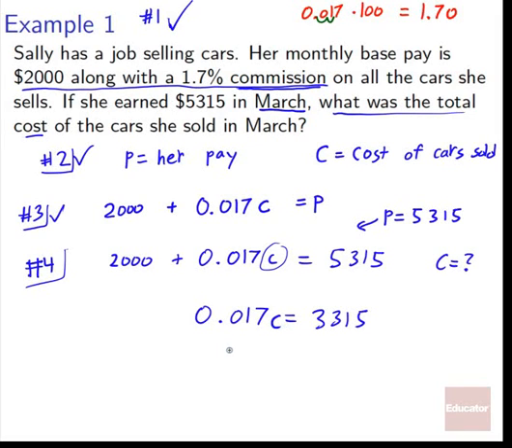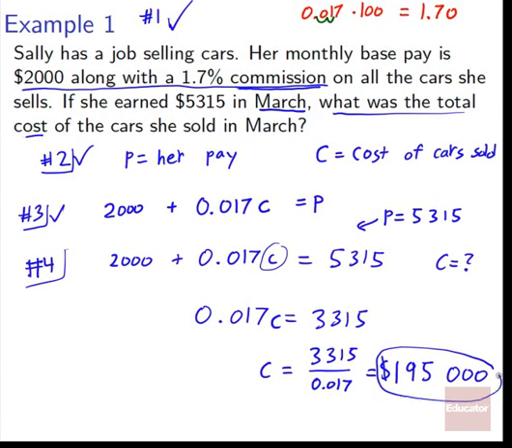Then we divide both sides by 0.017. So we get C equals 3,315 divided by 0.017. We plug that into a calculator to make it easy for us, and we get $195,000. So she makes $195,000 in terms of what she sells, which brings her a commission of $3,315, so a total pay of $5,315. The total cost of all the cars she sold was $195,000.